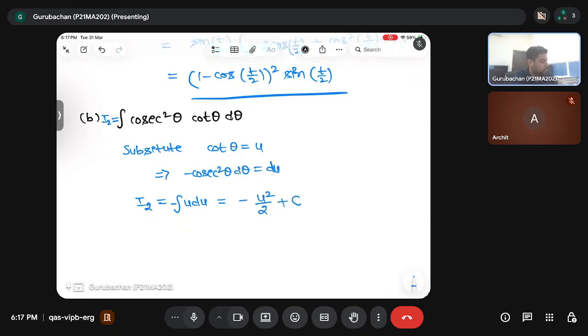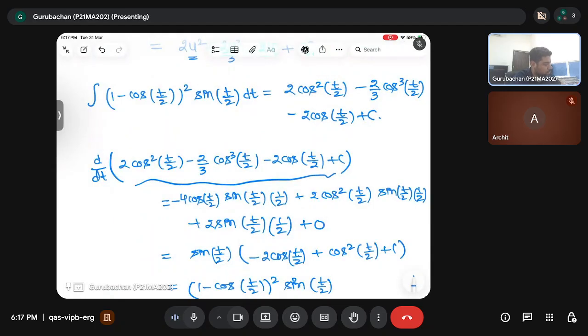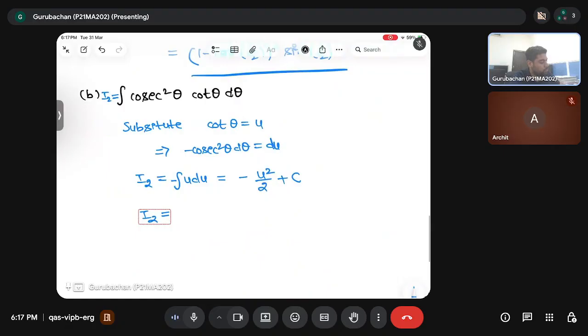Plus some constant. So here the arbitrary constants are obviously different. Just to avoid confusion, I am writing C1 and C2 because these two are different questions. So this will be minus cot square theta divided by 2 plus C2.